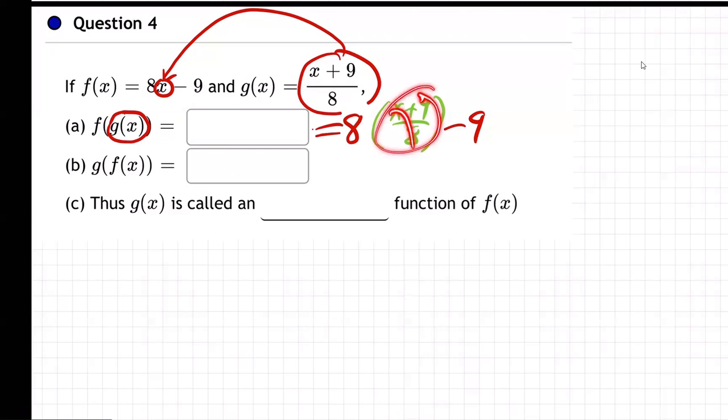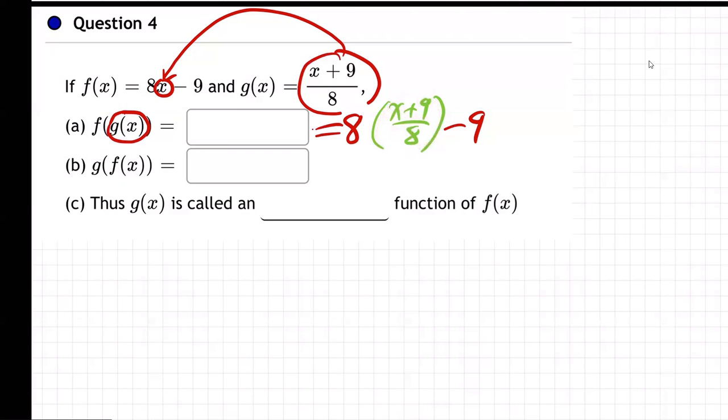This right here is where the X used to be. But the plug-in took the place of the X, right? Because the X was just holding a spot. It's what we call a dummy variable. It's not anything important. It's just holding a spot. So when you plug in, it's not there anymore. The plug-in took its place, right?